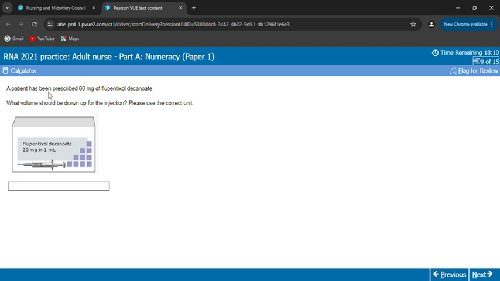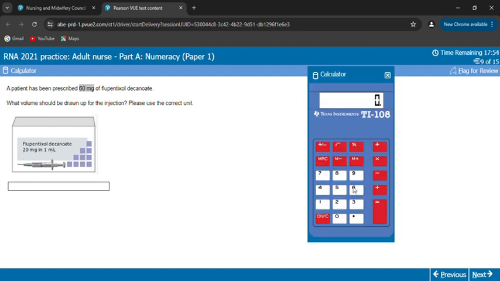A patient has been prescribed 60 mg of this. What volume should be drawn up for the injection? Please use the correct unit. We need to give 60 mg, but what we have available is 20 mg in 1 ml. So how will we do that? Same thing again. 60 divided by 20 multiply by 1. That's it. 3 ml. Only 3 ml.